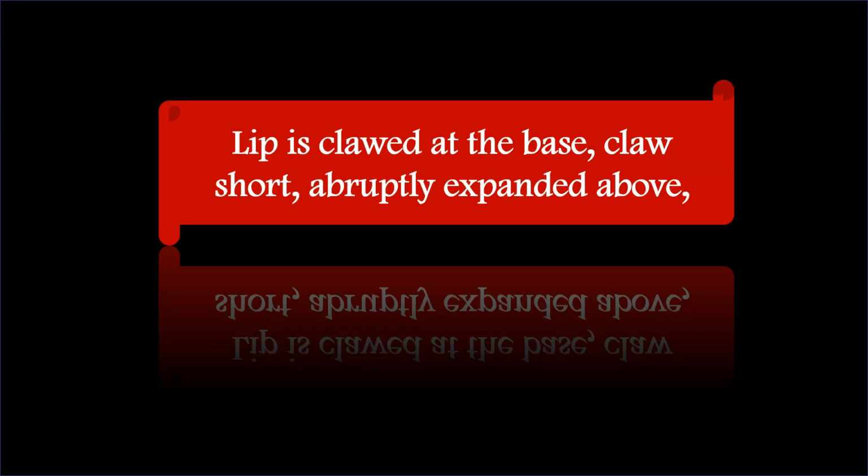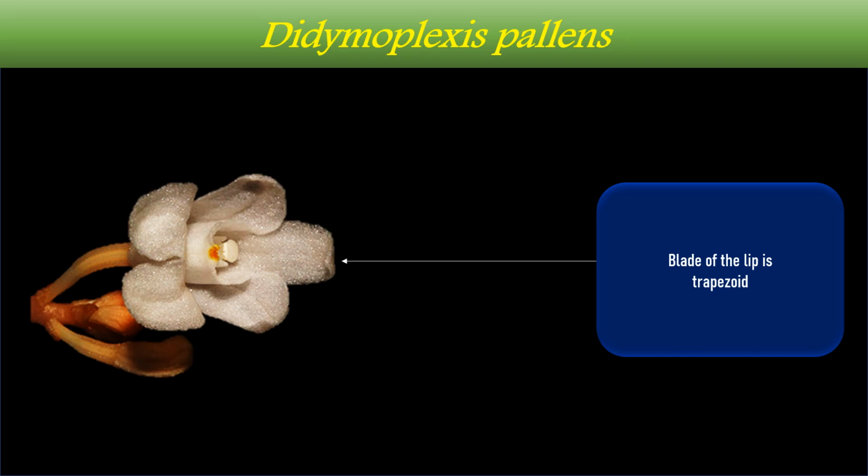Then comes to our second category, that the lip is clawed at the base, then claw short, abruptly expanded above. So from this, this has another type of category. Then comes to our Didymoplexis pellens. So here you can see the flower structure.